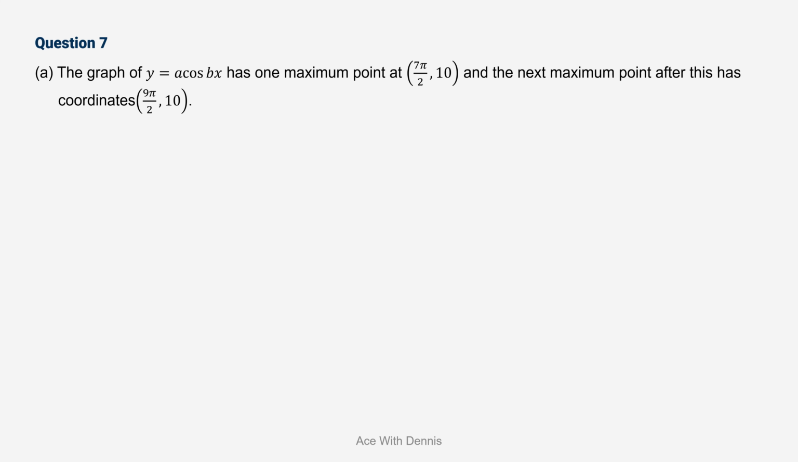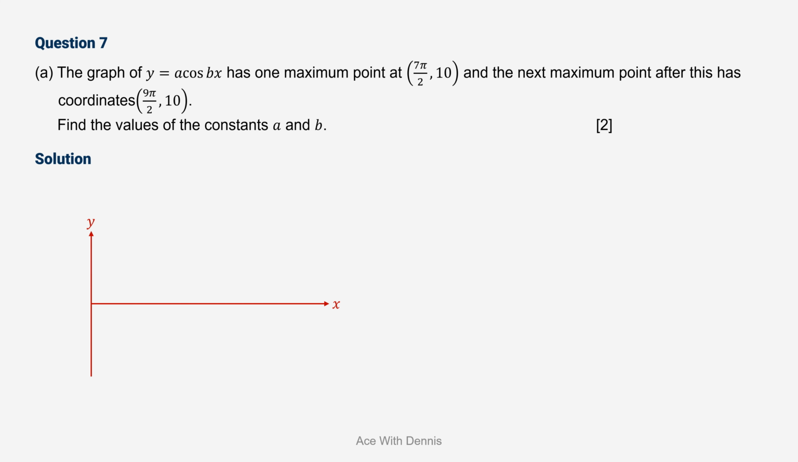Question 7. A. The graph of y equals A cosine bx has one maximum point at 7 pi over 2, 10, and the next maximum point after this has coordinates 9 pi over 2, 10. Find the values of the constants A and B. 2 marks. So here's the solution. Before we get the values of A and B, it is good to have a sketch of the equation y equals A cosine bx. So it is the cosine graph and it will look like this.